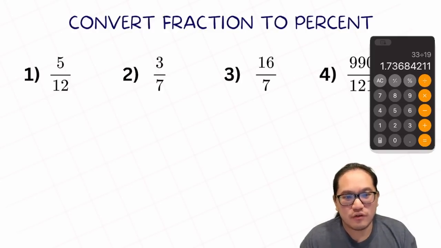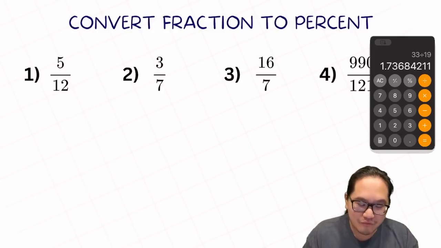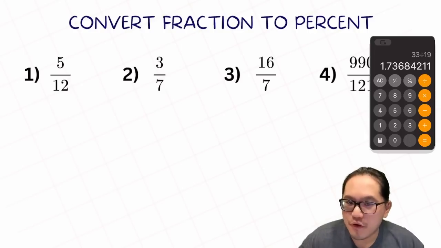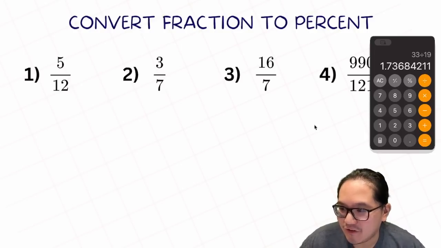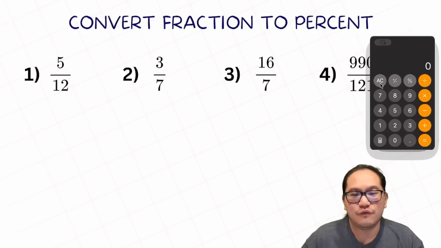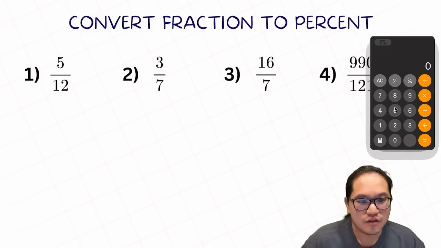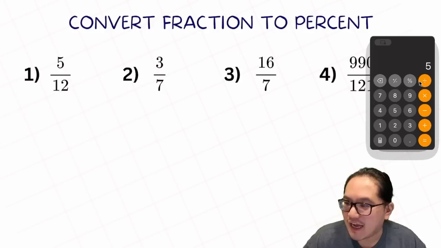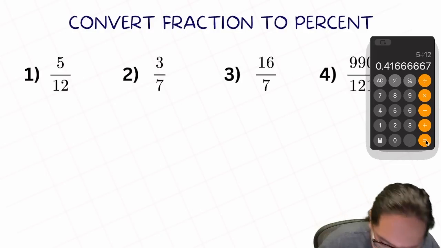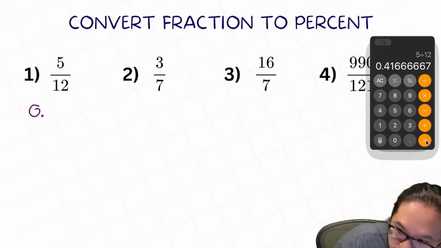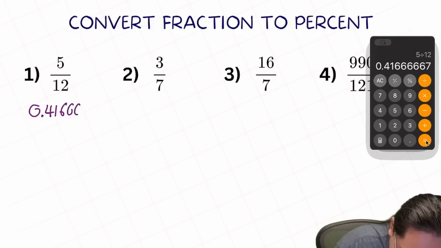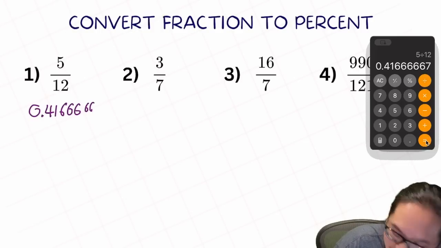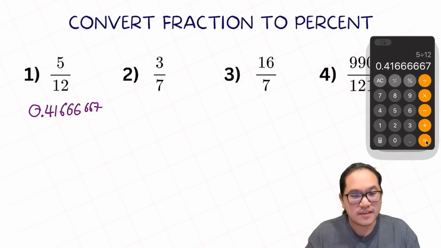For this practice question now, they want us to convert from fraction to percentage. It's a two-step process, but we can do this, right? So with using our handy dandy calculator, first step we need to convert it from fraction to decimal. So for the first practice question, we got 5 over 12. So we know that 5 divided by 12 is equal to roughly 0.416666667.